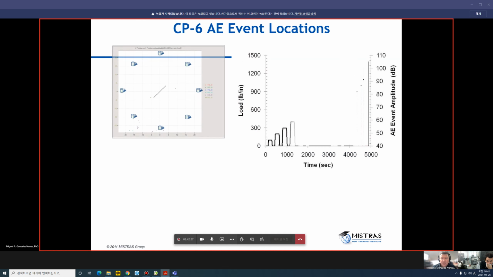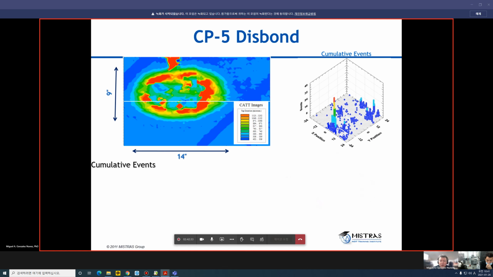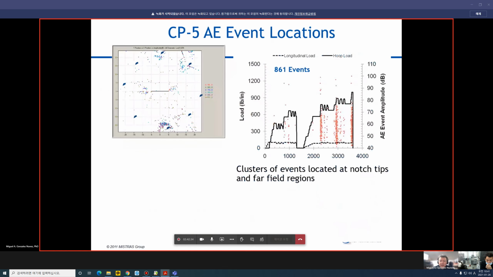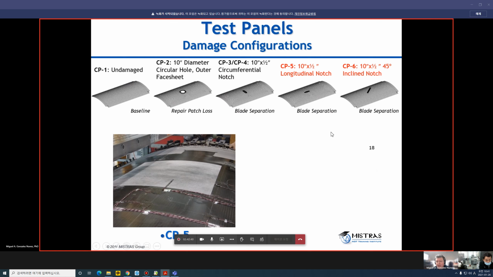Okay. This is now the example for the CP6A event location. If we go back to this one, this is a panel with the inclined notch of dimensions 10 inches by 1/2 an inch, oriented 45 degrees in the plane.